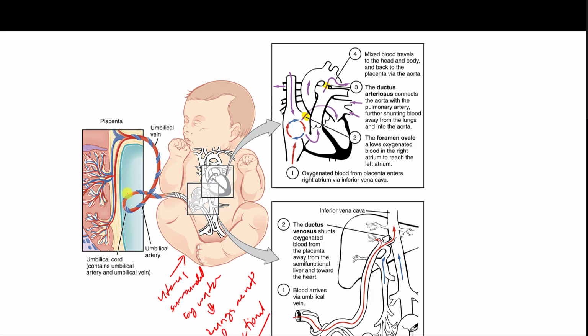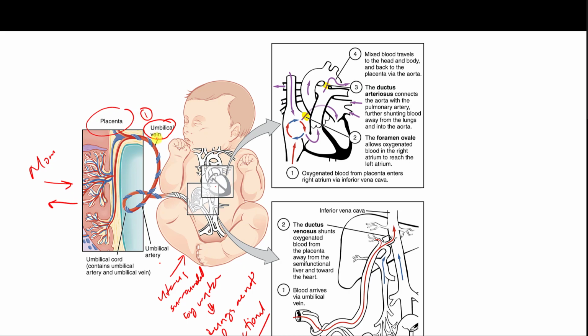The connection with the mom is called the placenta. So the mom is here. This is the blood coming from the mom, and the mom will take the waste as well. Okay, so the placenta contains the umbilical vein and umbilical arteries. Now, since we are bringing blood into the baby's heart, that oxygenated blood will come through the umbilical vein.